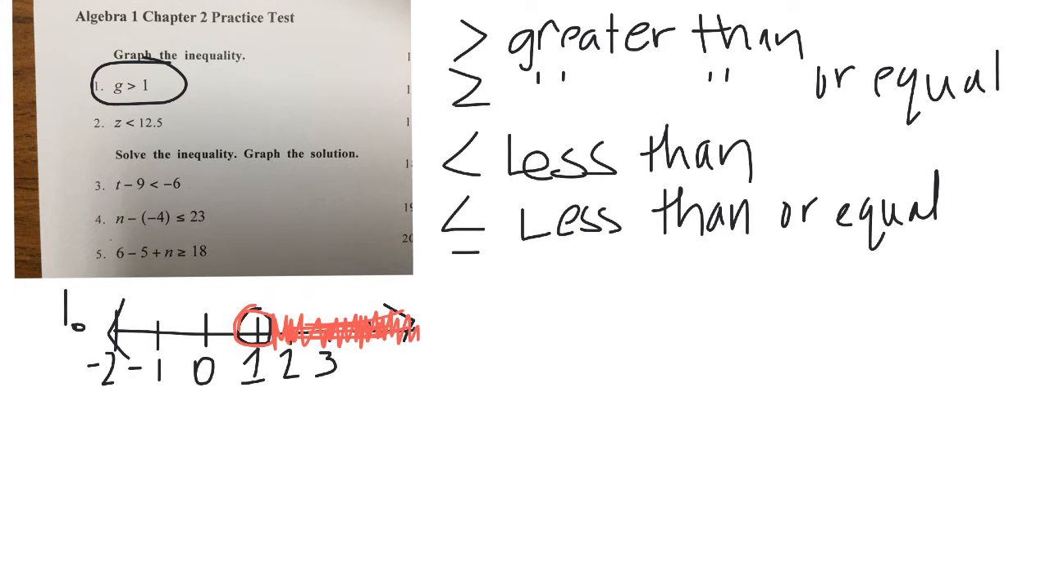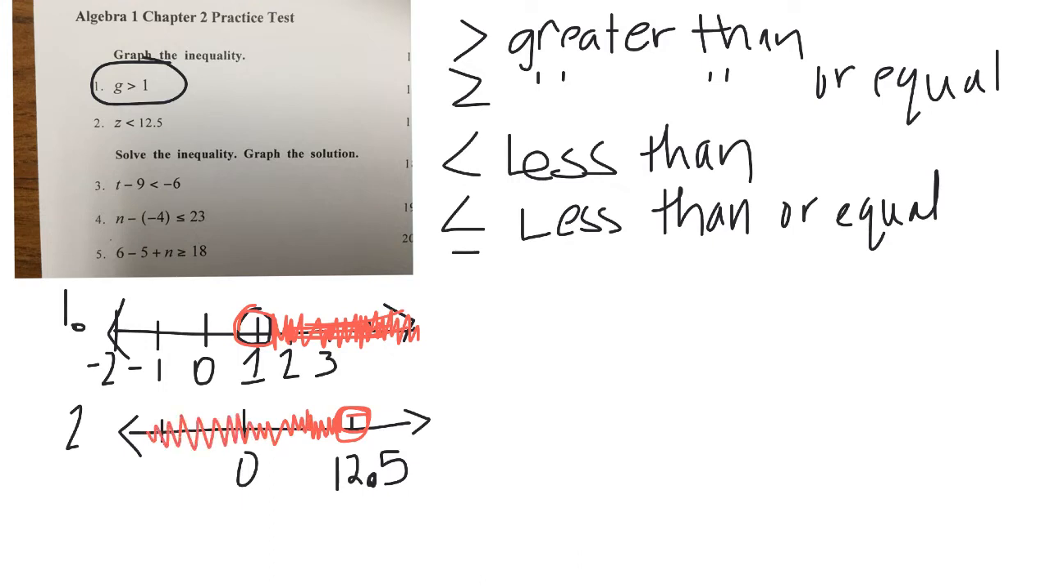Now, number 2, it says z is less than 12.5. Okay, and I'm not going to put all the numbers in between because it's getting pretty large there. But less than, not the equal to, again, is an open circle. And we're going to graph all of our answers on this, so there's going to be lots of practice to show you how to graph these on the number line. 0 is less than 12.5, and all the numbers on this side are less than 12.5.